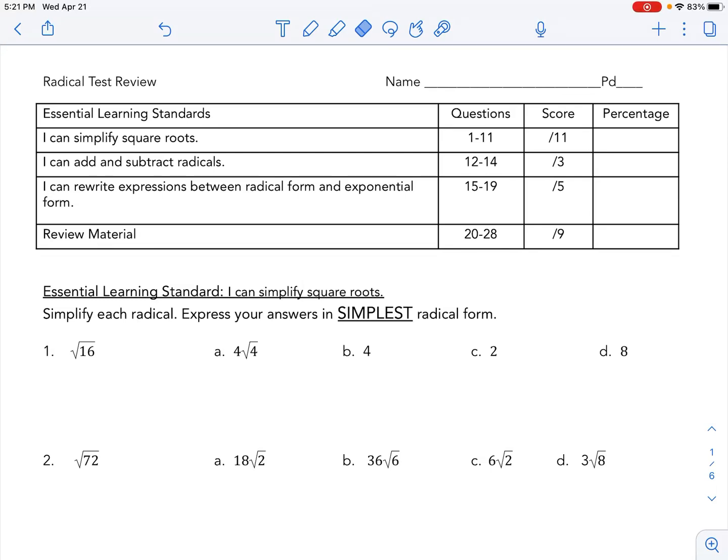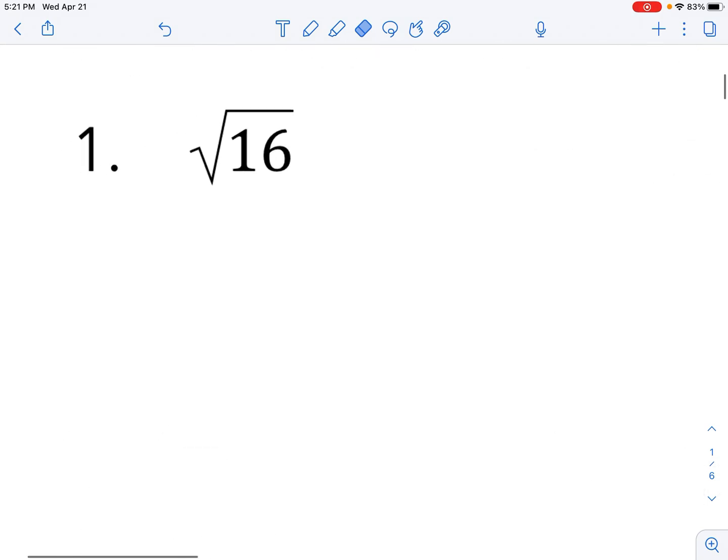Okay, so as you can tell, I'm going to be going through the radical test review, and I'm just going to go really quickly through every single problem that deals with radicals. I'm not going to go through the extra review at the end. Let's just start at number 1 and start going.